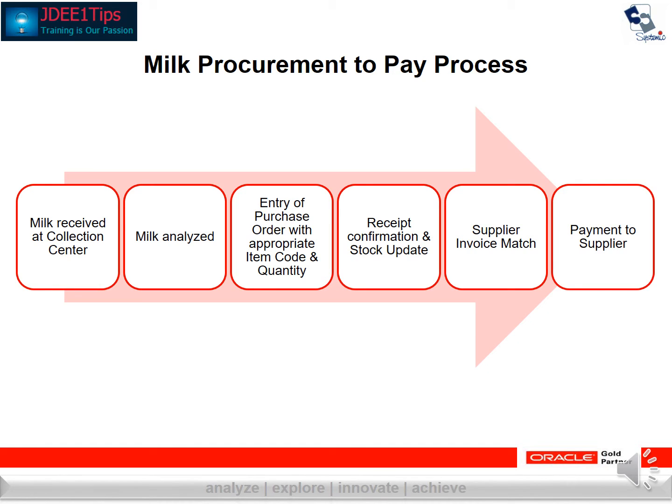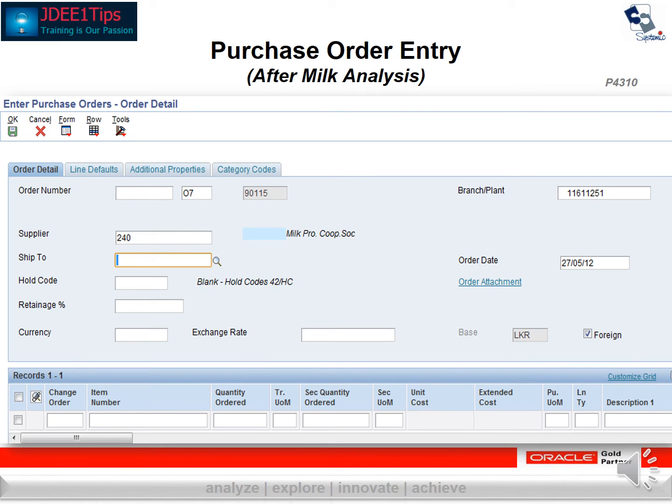The procure to pay would work like this. You have milk which is received at a collection center from farmers or from cooperative societies. The milk is analyzed, and then based on the percent findings in the analysis, you pick up the right code and enter a purchase order with the appropriate item code and the quantity. You receive the item and the stock gets updated, and then of course you have the supplier invoice match and payment to the supplier.